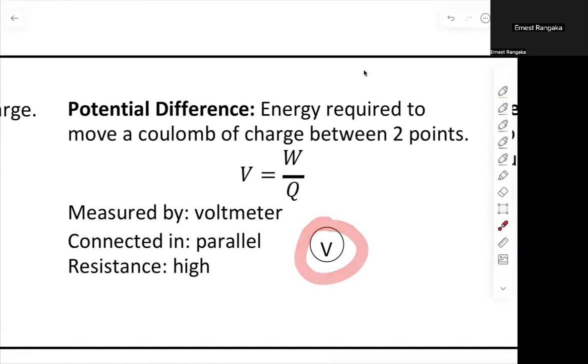A voltmeter will usually look like this: a circle with a V on the inside. The resistance of a voltmeter is usually very high, so we connect them in parallel. Little to no current flows through there. For the purposes of what we're doing now, we assume that no current flows through a voltmeter. That's why they'll usually say a voltmeter of very high resistance, to remind you that no current is going to flow through that voltmeter.